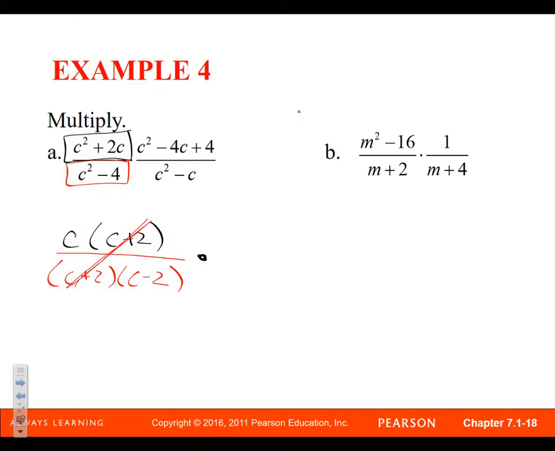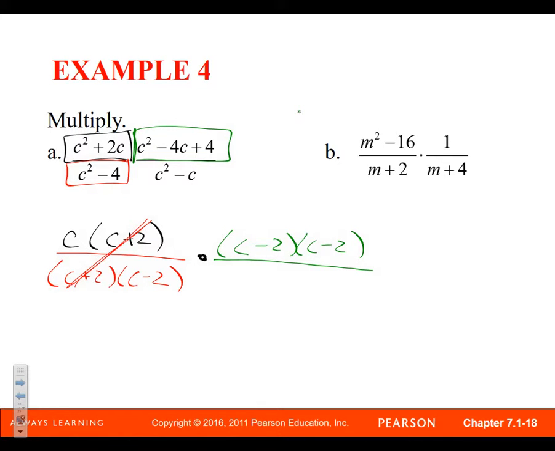Let's go to this one. They don't have a common factor. Is it factorable? Is it a perfect square? Yeah, it is a perfect square, isn't it? That is c minus 2 times c minus 2. Do you see it?